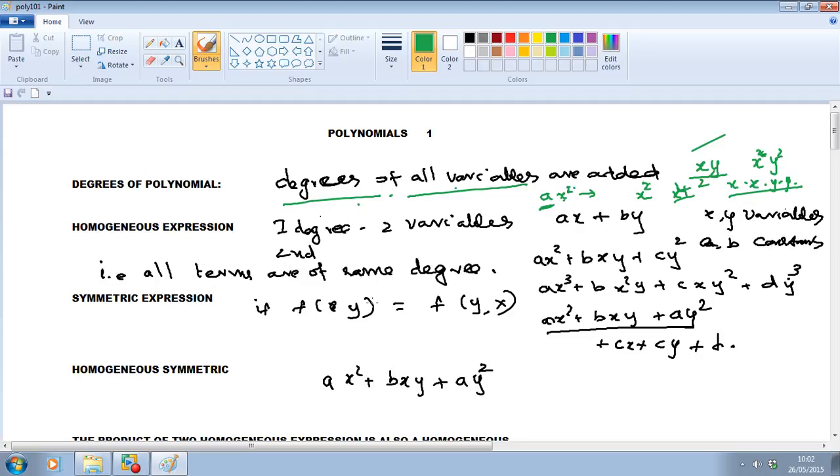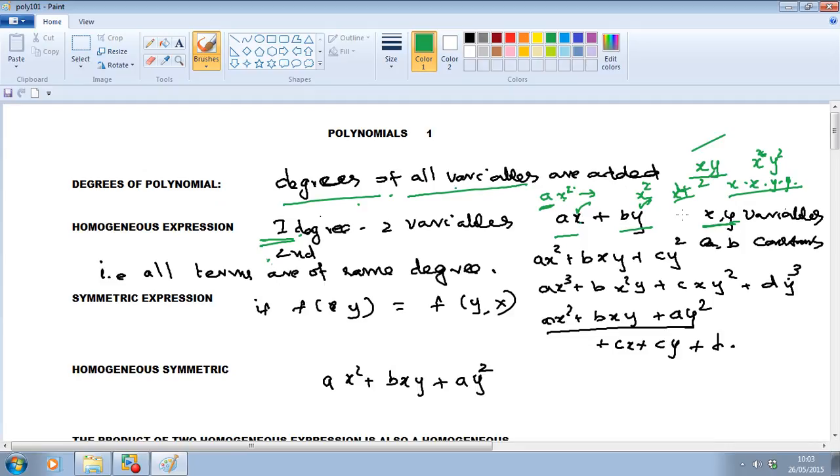Next, we'll come to homogeneous. Homogeneous, the word homo means all the terms in the expression are of a particular degree. When we call it first degree polynomial, suppose x, y are variables. If we say ax plus by, this is a first degree, and it's also homogeneous.